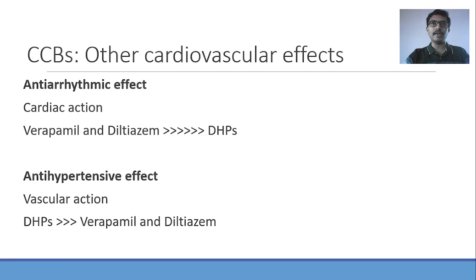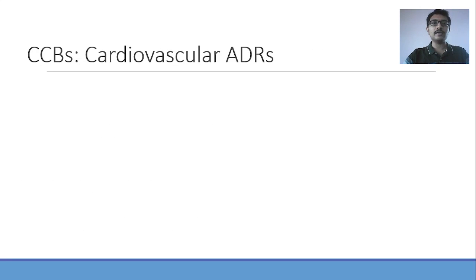Moving on to the next heading, we have finished the introduction to the classification, mechanism of action, actions. Next is pharmacokinetic highlights. That is not that important for calcium channel blockers. You can refer to that in your textbook. Moving on, the next heading after pharmacokinetics is ADRs. Again, for calcium channel blockers, you can classify the ADRs into cardiac ADRs and non-cardiac or extracardiac ADRs.